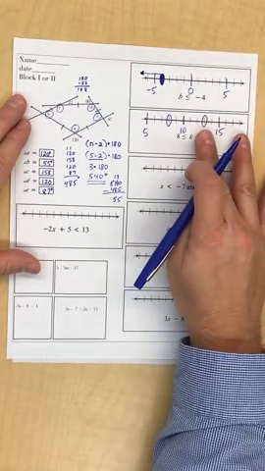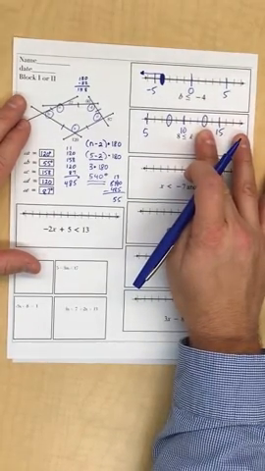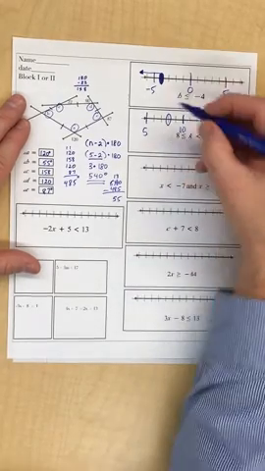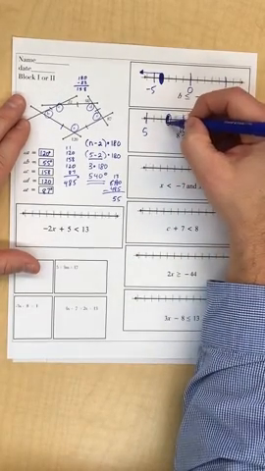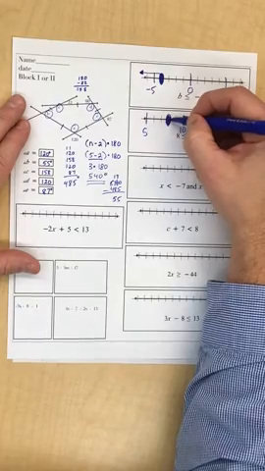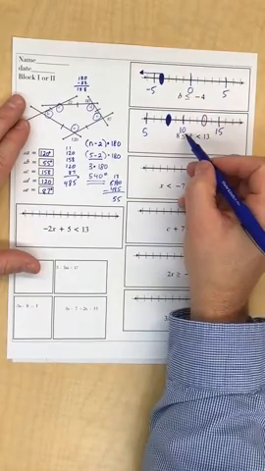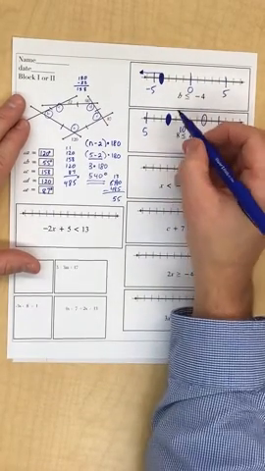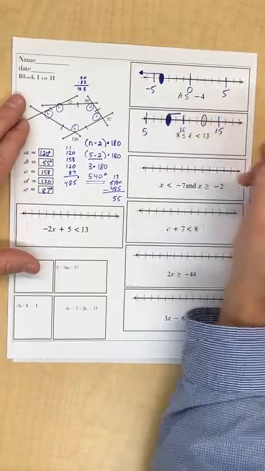So first I want to look at this inequality. K is greater than or equal to 8. Because of this "or equal to," I have to color in the 8. And the inequality is eating the K, so it's greater than, so we're going to the right.